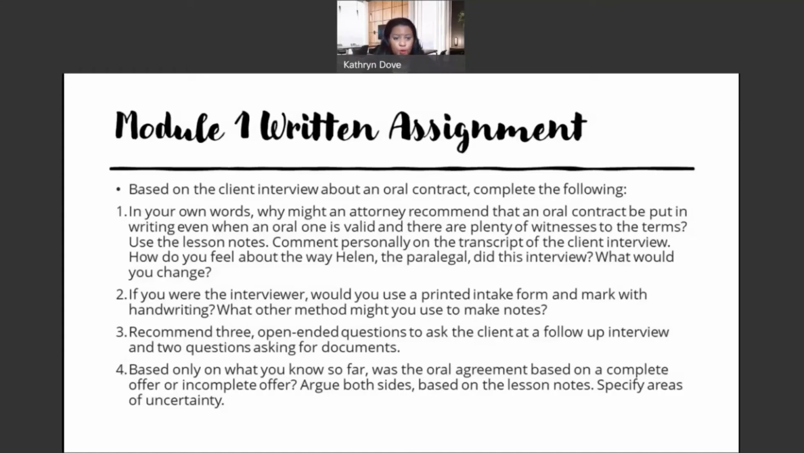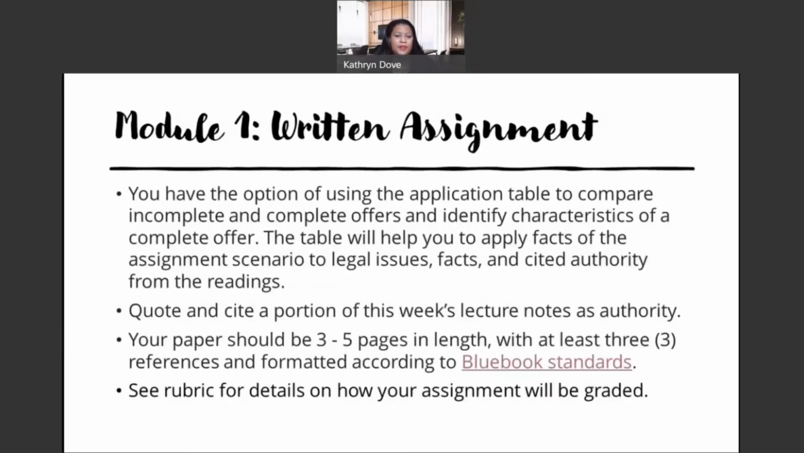Also, recommend 3 open-ended questions that the paralegal should ask the client in a follow-up interview about this oral contract. And 2 questions where the paralegal might ask the client for some documents. Based on what you know so far, was the oral agreement based on a complete offer or an incomplete offer? Argue both sides based on the lesson notes in Module 1. Specify areas of uncertainty.